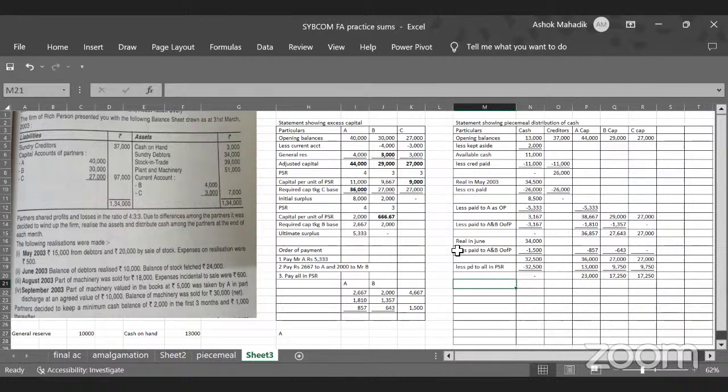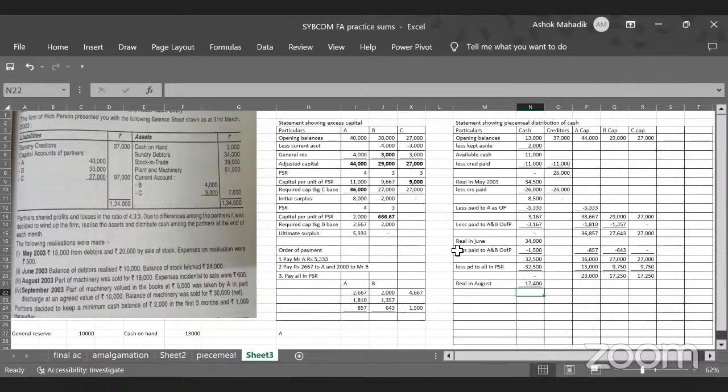Okay, so I'll add realization in the month of August. Okay, how much is the realization? Machinery 18,000 and expenses were 600. Okay, so we take the net amount, 17,400. Clear? Now those 3 months have lapsed from the beginning.